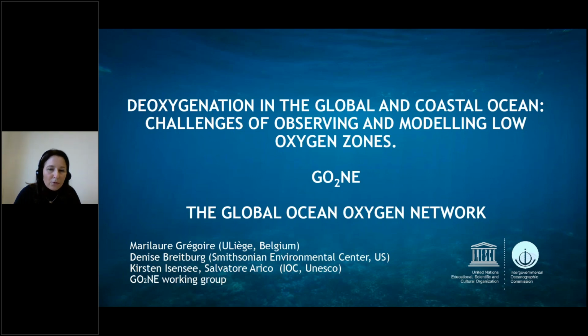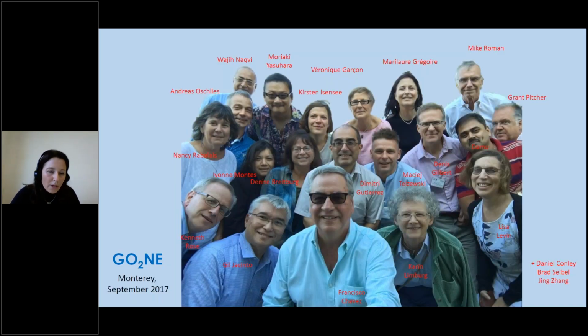GO2NE is the Global Ocean Oxygen Network. It's a working group, a research network that was initiated about 2 years ago with the support of IOC-UNESCO. This group involves more or less 20 people. You can see the picture of the group here. This picture was taken in September, last week, during our annual meeting. We are more or less 20 people with different expertise, but all working on oxygen and deoxygenation in the global and coastal ocean. I will come back at the end of the talk to the main outputs of the group as concerns deoxygenation, but first I will give my talk.